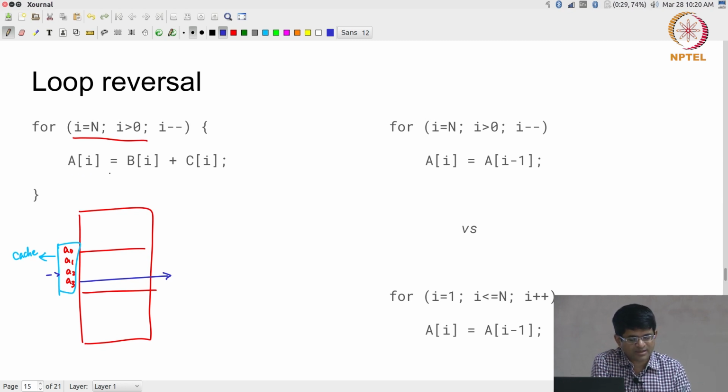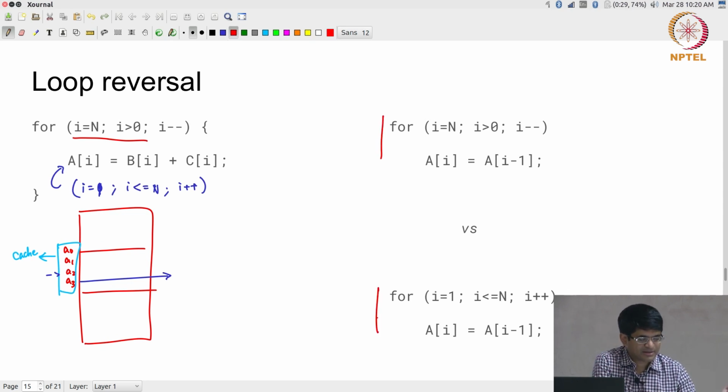So it is possible that by reversing this, making it i equal to 1, i less than or equal to n, i plus plus, and doing this, you get the same behavior, but the way that memory is accessed changes and can potentially improve. It is not guaranteed once again. But you have to be very careful.